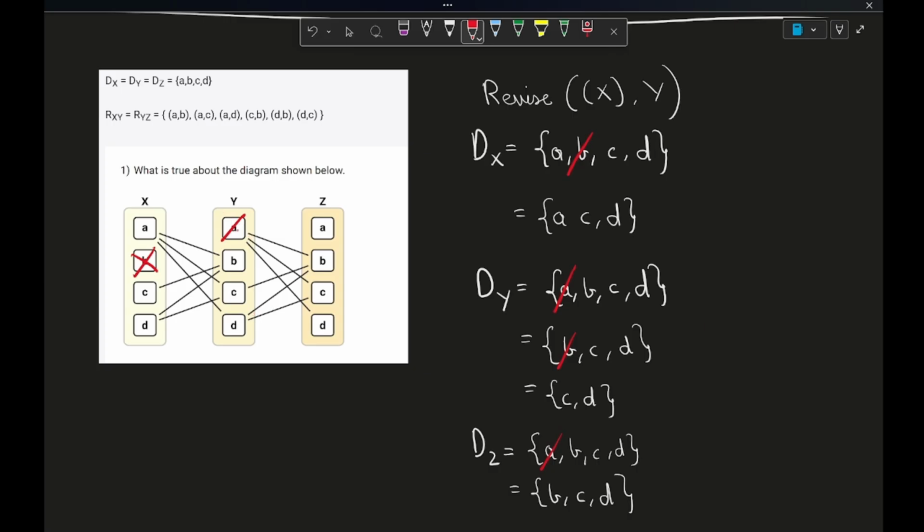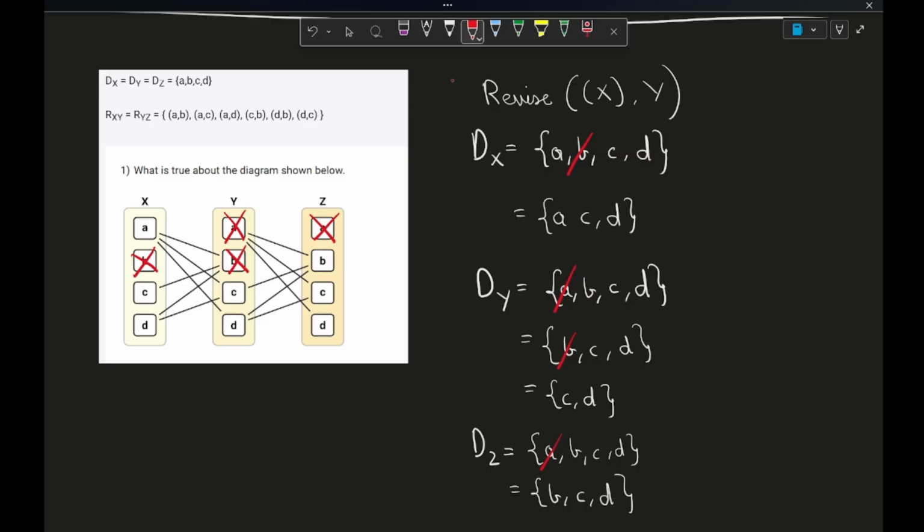Sorry, not A, it should be C here, right? B is removed because it has no outgoing edges. Then in Y, C should be removed as well, and A, because it has no incoming edges, right? And in Z also, that A should be removed.